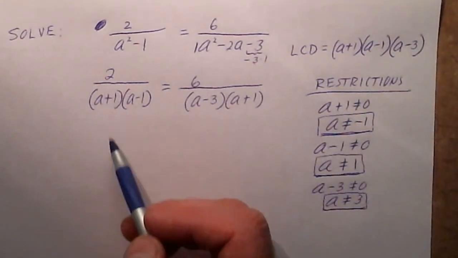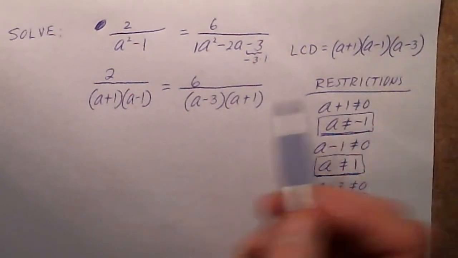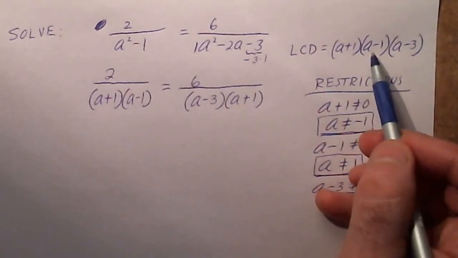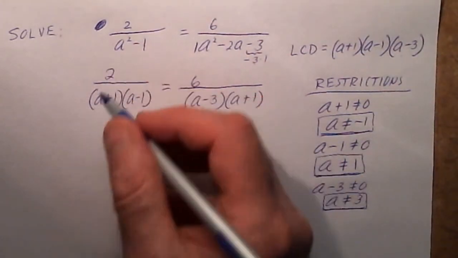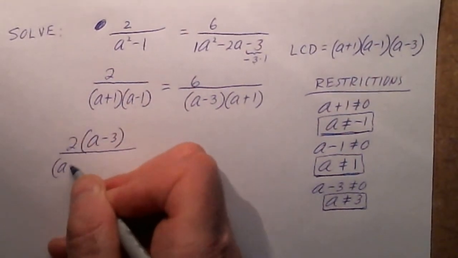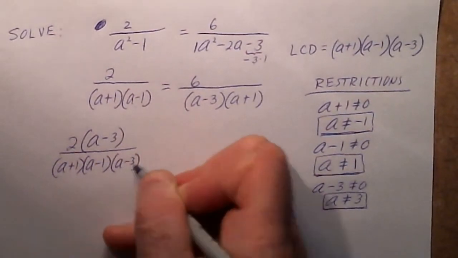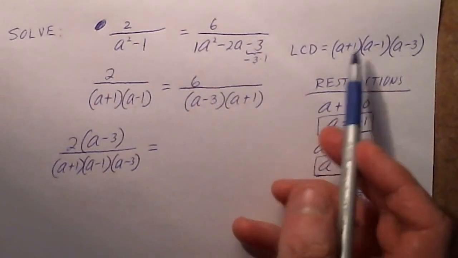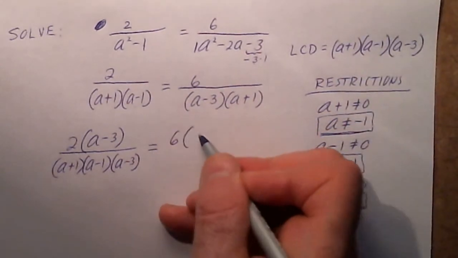The next move is to build these fractions up into equivalent fractions that both take on the least common denominator. The first fraction has a plus 1, and it's got the a minus 1. It's missing the a minus 3. Because of that, top and bottom of this rational expression on the left side of our equation gets multiplied by a minus 3. The fraction on the right side has the a minus 3. It's got the a plus 1. It's missing the a minus 1. So the fraction on the right side gets multiplied by a minus 1.